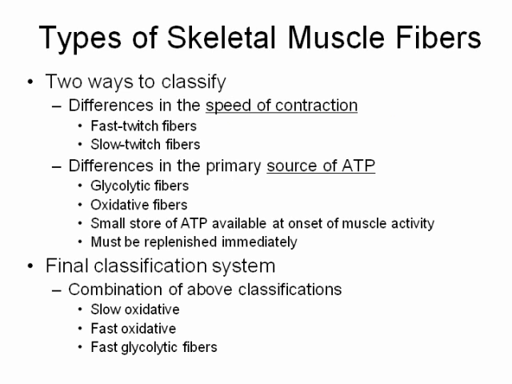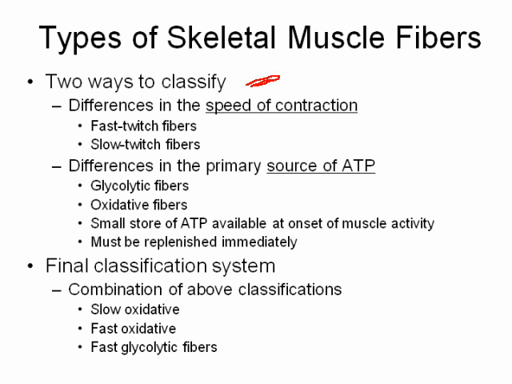Different muscle fibers have different primary sources of ATP. They can use glycolysis. They can use oxidative phosphorylation. They can store small amounts of ATP available at the onset of muscle activity, but it has to be replenished immediately. So depending upon where that ATP is coming from, it will affect the availability of ATP. We'll be talking about this in some detail in subsequent slides.